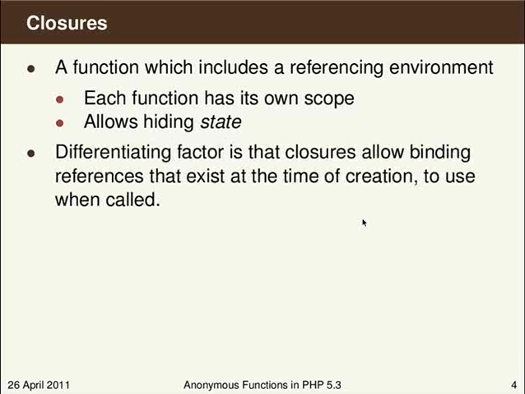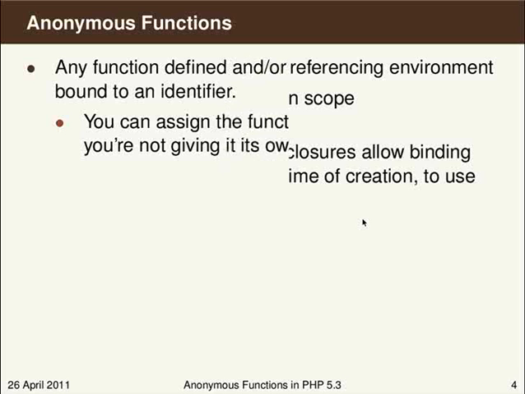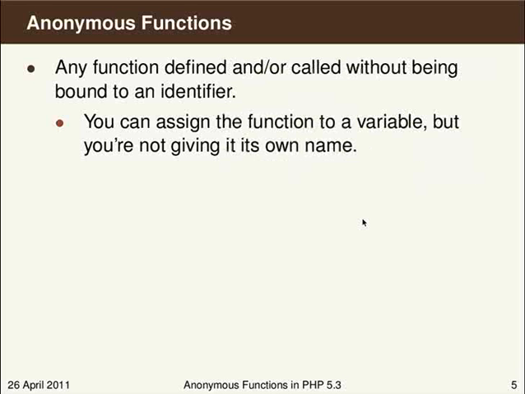So the real differentiating factor is that when we talk about a closure, we're talking about an anonymous function that has some sort of stateful object within it that was defined at the time of creation and then used when the function is called. Again, we're going to see examples of all these, but I want to get the terminology out of the way.